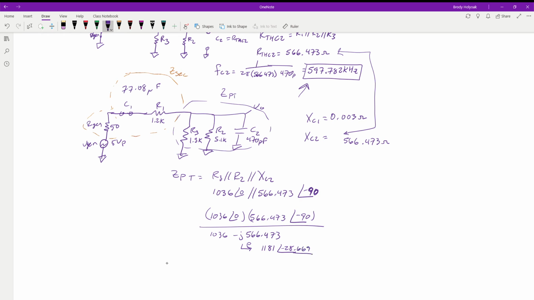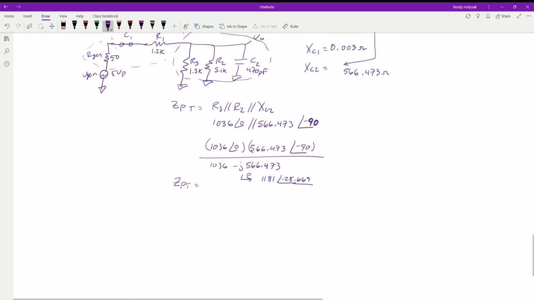So then we multiply the 1036 times the 566 and change, divided by the 1181. So the impedance total for our parallel section comes out to be 496.923 ohms at an angle of negative 61.331. Remember, we take the 0 plus the negative 90 because they're multiplying, and then we subtract the negative 28.669 in there, and that gives us a net of negative 61.331.